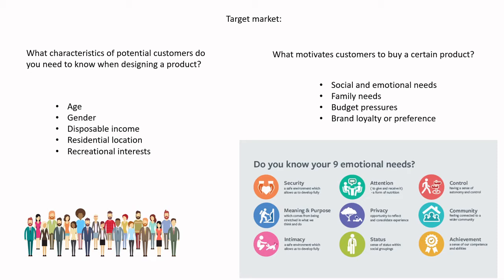There are also some things that customers, consumers, us, the people that buy the stuff, will think about or like to take into consideration when we're buying things. That might be our social or our emotional needs. That might be our family needs, so what do we actually physically need? Budget pressures. And then it might be brand loyalty or preferences.